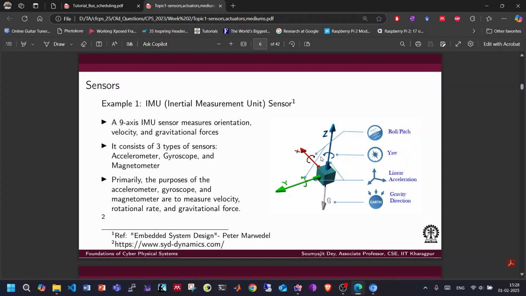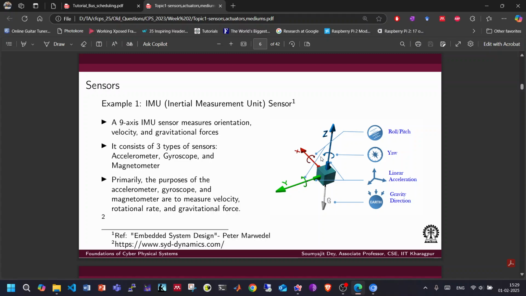So what is the roll, pitch and yaw? These are three terms very frequently used in the robotics domain, or when I am trying to sense the position of a vehicle or the position of a drone. These three things are very frequently used.